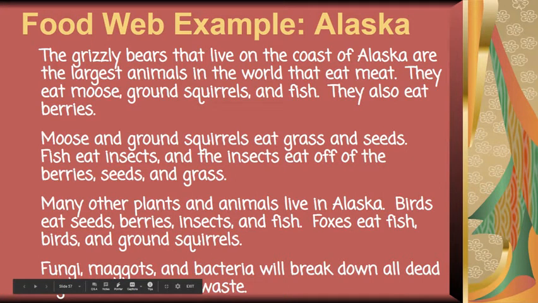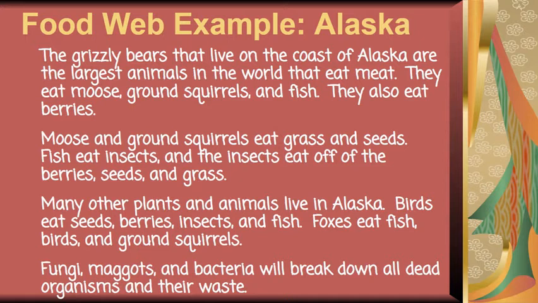So for example, in that first paragraph, it says the grizzly bears that live on the coast of Alaska are the largest animals in the world that eat meat. They eat moose, ground squirrels, and fish. They also eat berries. So right there, we have 4 arrows that we need to draw on the food web.